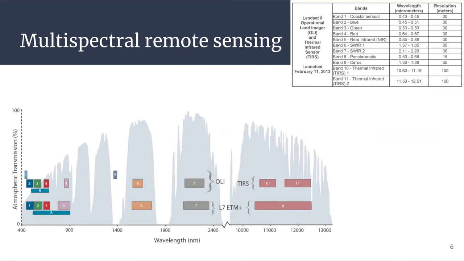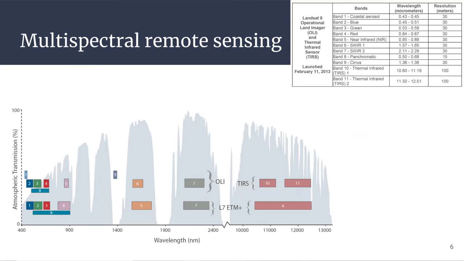At the top right, we have the bands that correspond to Landsat 8. There's 11 different bands here that all measure the reflectance or radiation in different parts of the spectrum. So band 1, for instance, says coastal aerosol right there. That corresponds to a very specific range from 0.43 to 0.45 micrometers.